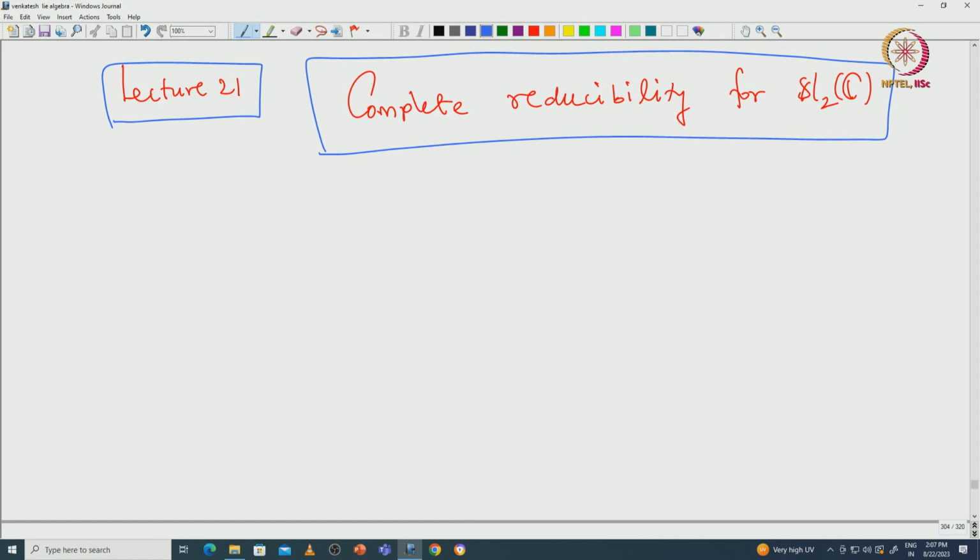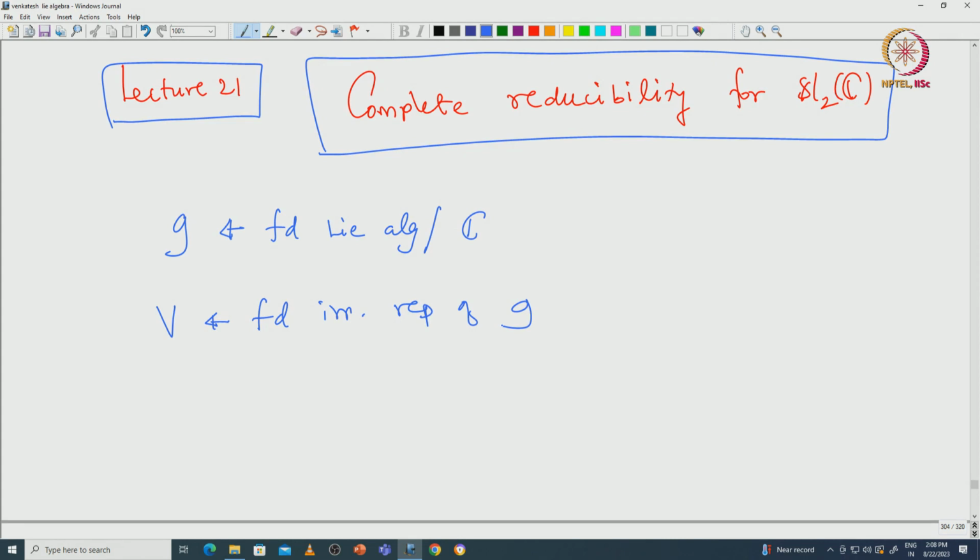Okay. First thing is, it does not matter whether you work with SL2 or any Lie algebra. Okay. So, let us say G is a finite dimensional Lie algebra over complex numbers. So, then we have some information about irreducible representations of G. Okay. So, let us say V is a finite dimensional irreducible representation of G.